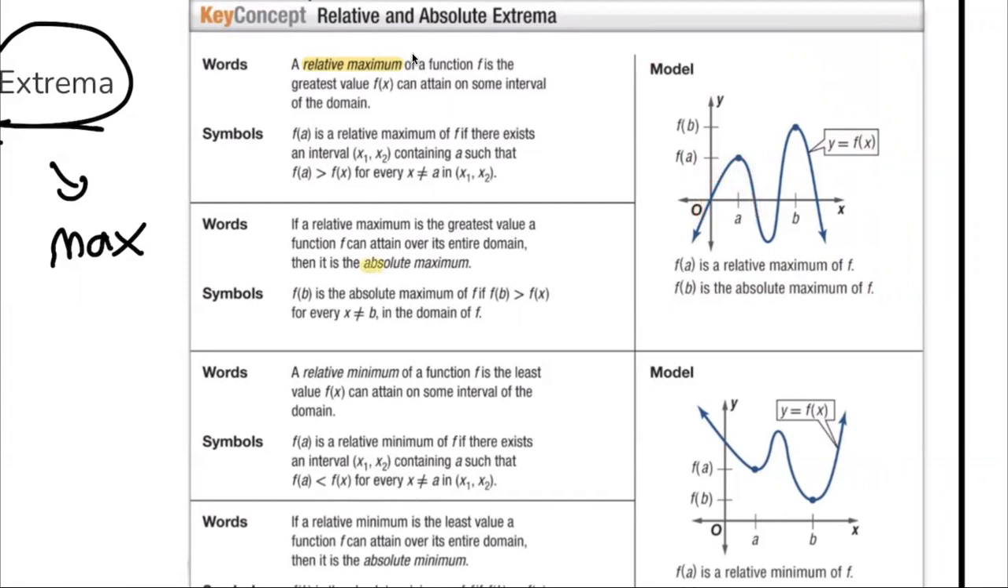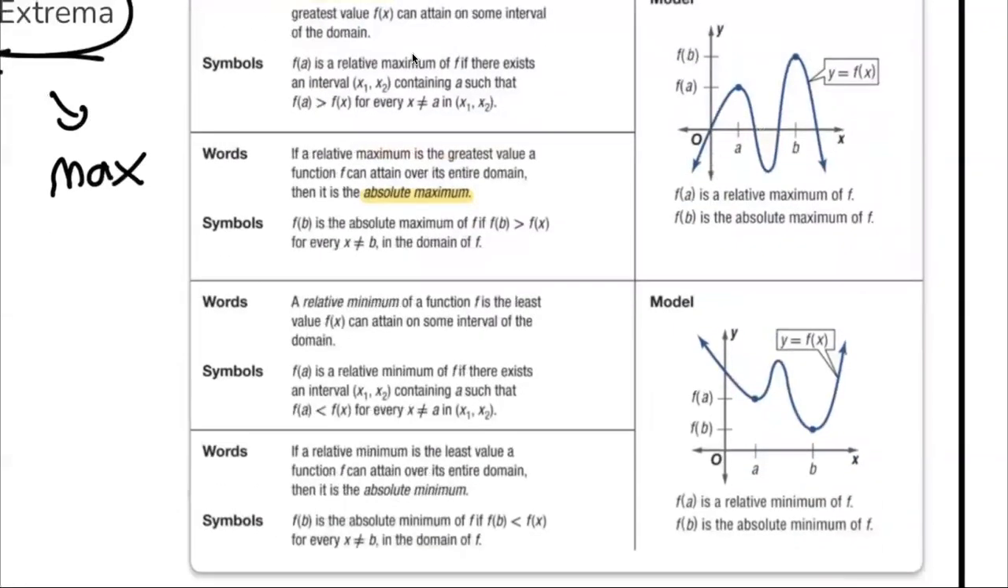Then what is absolute maximum? Absolute maxima can be found by listing all the relative maxima and seeing what the highest is. So we have two relative maxima, right? What is bigger? What is higher? This is higher, right? So we're saying that f of b is the absolute maximum and f of a is the relative maximum. Same thing for relative minimum and absolute minimum.